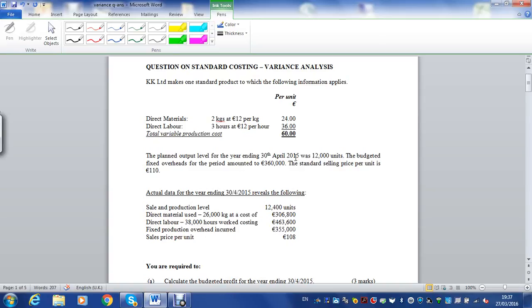Okay, here's a question on standard costing or variance analysis, and it's a nice little question, and the structure is quite similar on most examinations. So we'll just get the pen ready, and if you look through it here, it gives you some information on direct materials and direct labour, and they call that the variable element of €60 per unit.